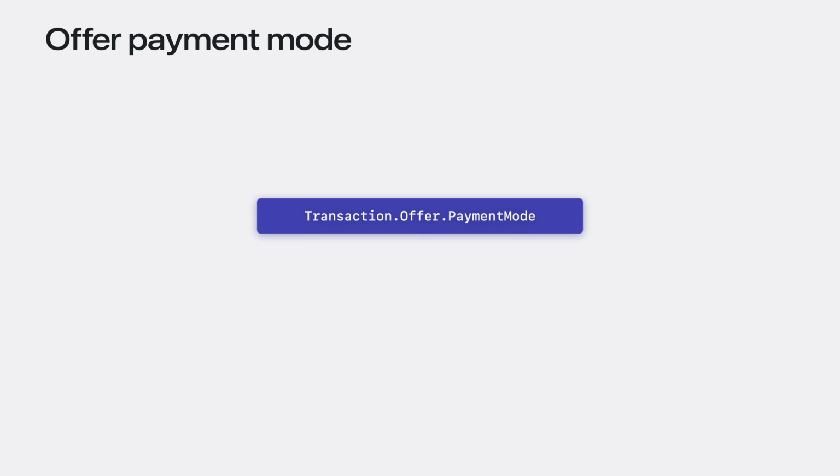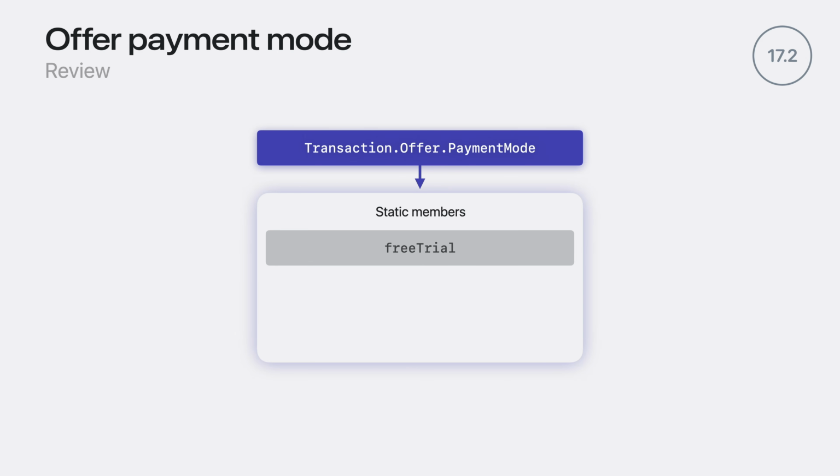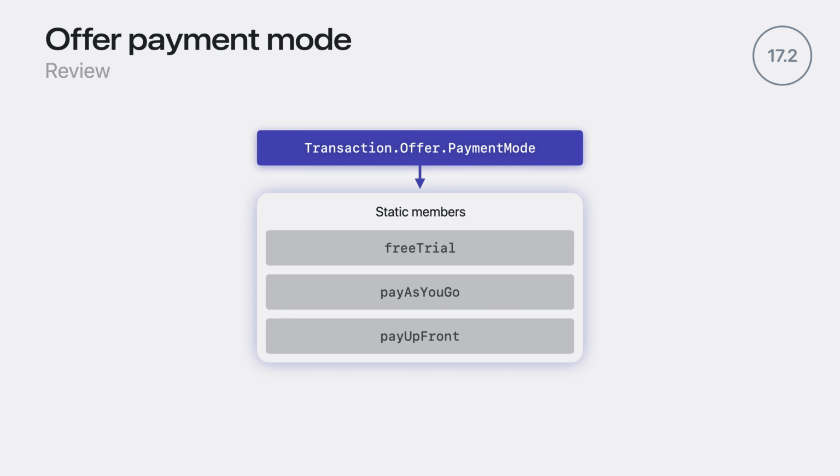This describes how the customer is charged or not charged during the offer period, depending on the offer type. It represents various payment modes, including cases like free trial, where no payment is required. The other payment modes include pay-as-you-go and pay upfront.